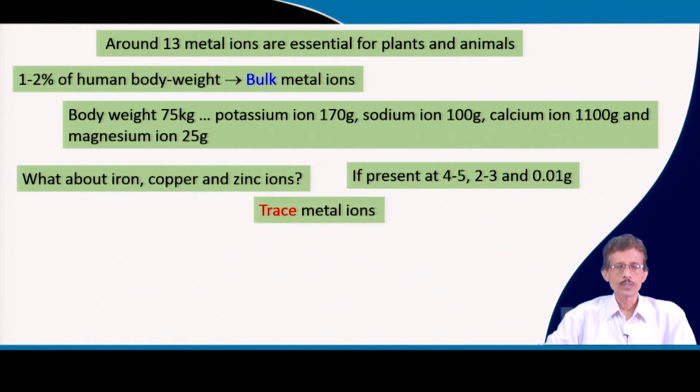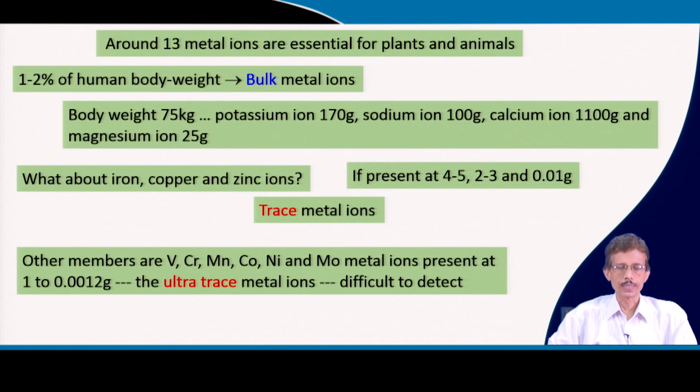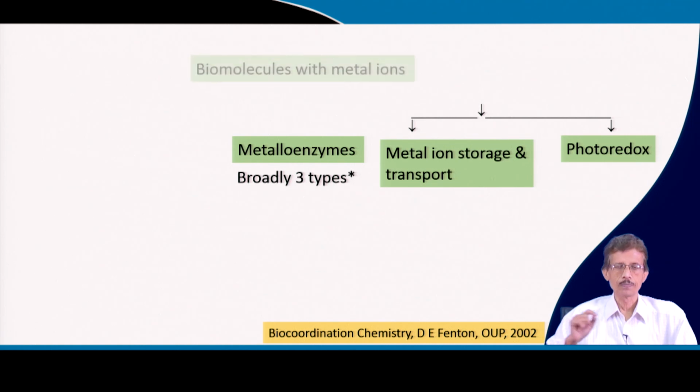So, what do we call them? Bulk is gone. Now, you can consider these three as your trace metal ions. Then the other members in the series, starting from vanadium to molybdenum, which I showed in the periodic table, are present at the level of 1 gram, sometimes even higher, and 0.0012 gram. They are below the trace amount. So, they are ultra trace metal ions, and they are very difficult to detect because the concentration is so low that we need several other mechanisms to find out the exact concentration.